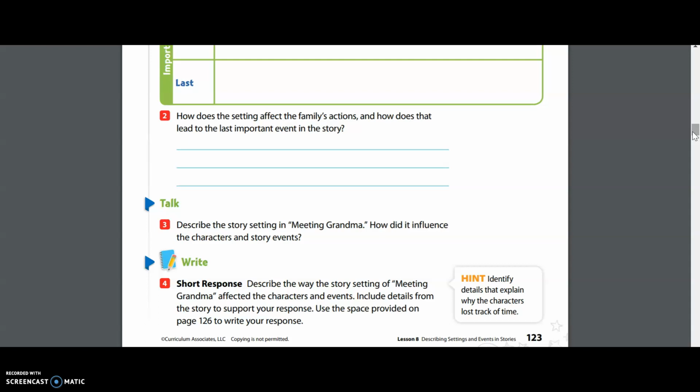How does the setting affect the family's actions? How does it change what they are doing? How does where they are change what they are doing and then lead to our very last important event?